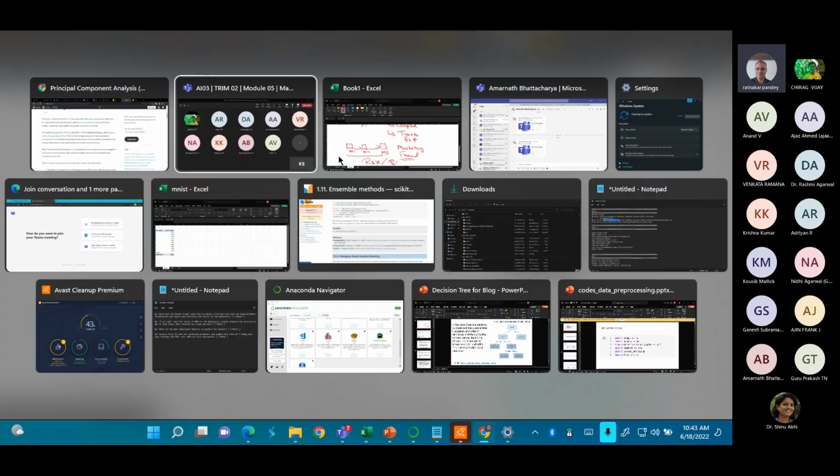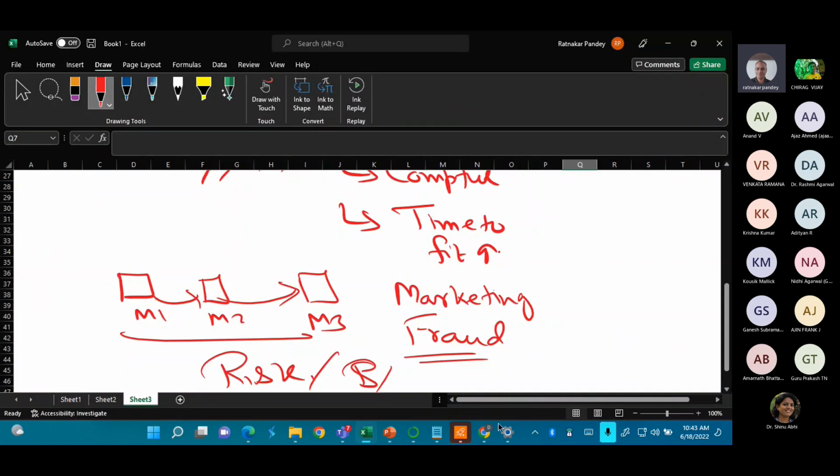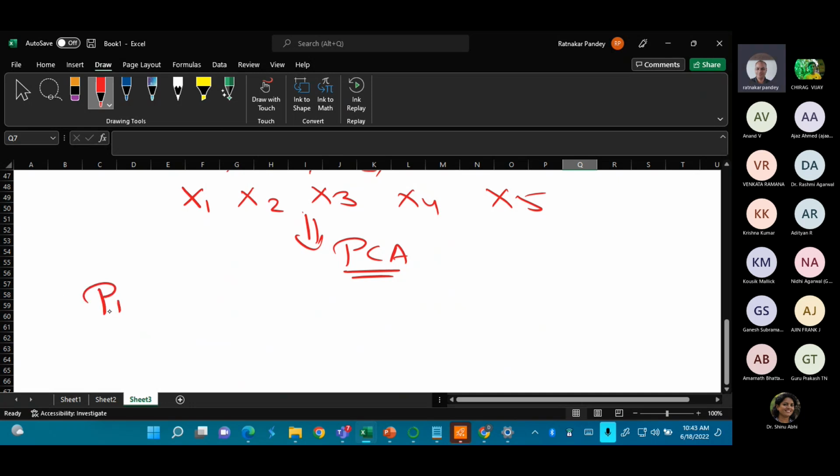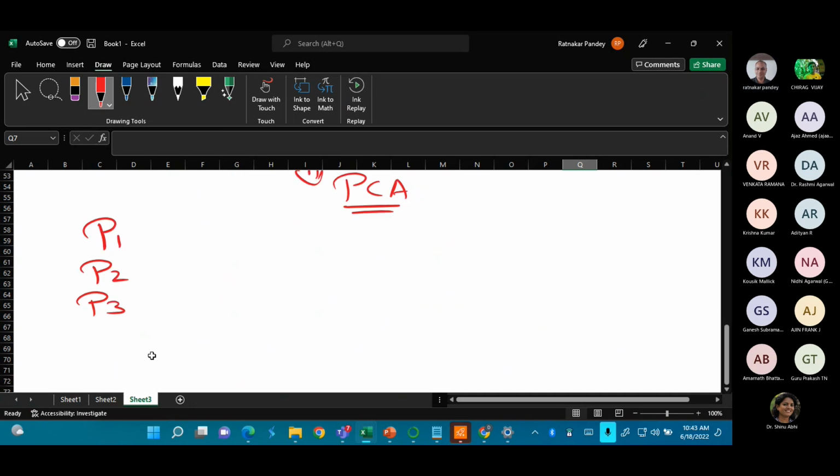In order to do that, it forms what we call components, right? And I'm just going to talk about what those components are. I'll begin with a baby example. Let's say I have 5 variables: x1, x2, x3, x4, x5. After I do the PCA, and there are certain steps involved in doing the PCA, it will form 5 components: P1, P2, P3, P4, and P5. So the number of components by default will be equal to the number of features, right?